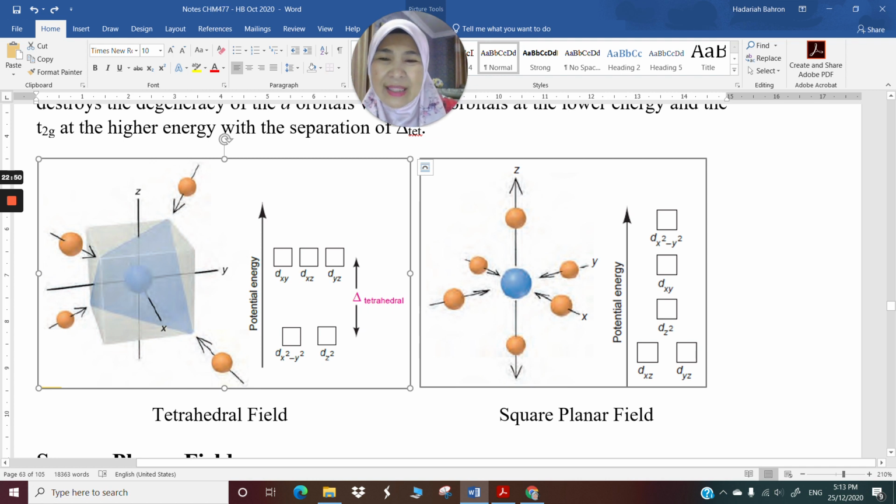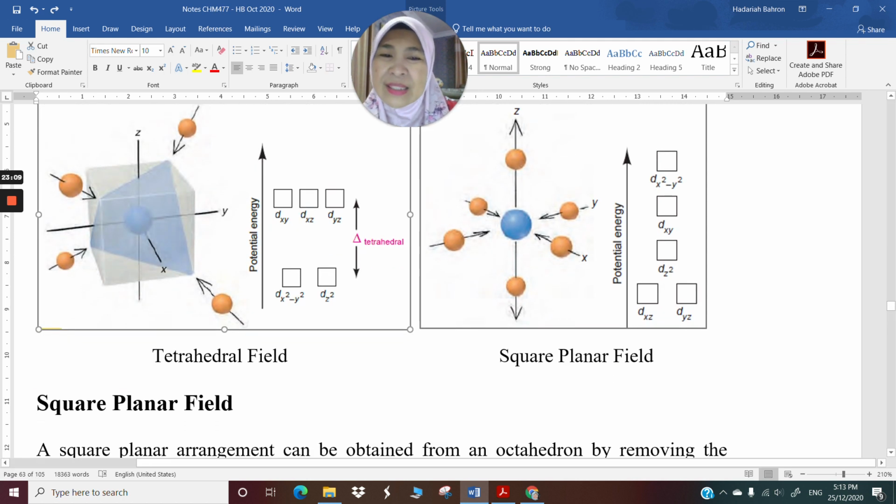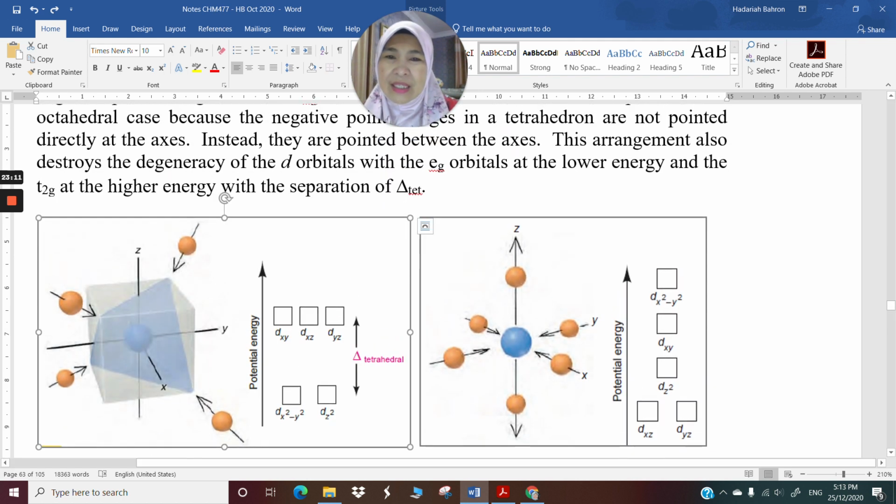And the orientation of the repulsion is opposite to that of octahedral, where your dxy, dx squared minus y squared, dz squared, which are your Eg sets, are lower compared to your T2g set. So that is the case of tetrahedral. I hope that is clear, because I'm going to go next into square planar.